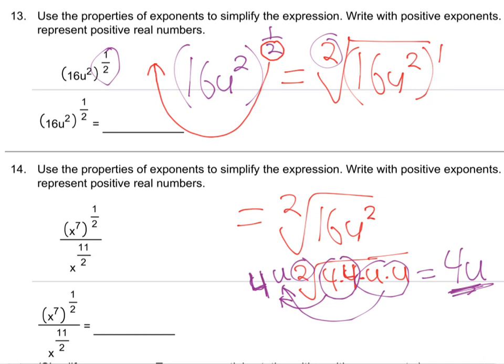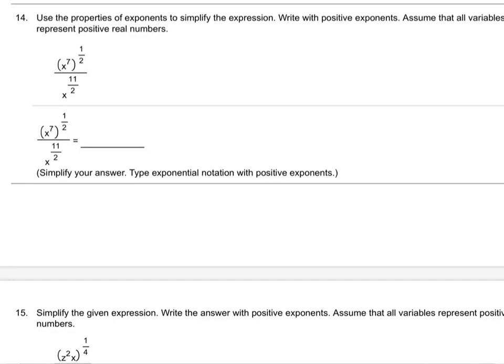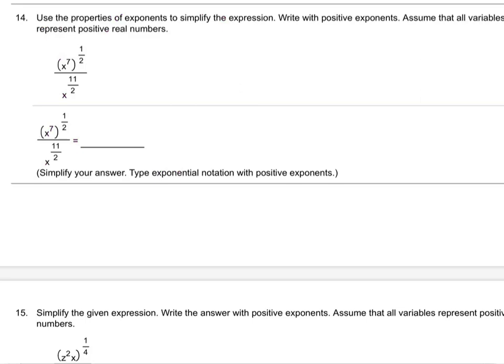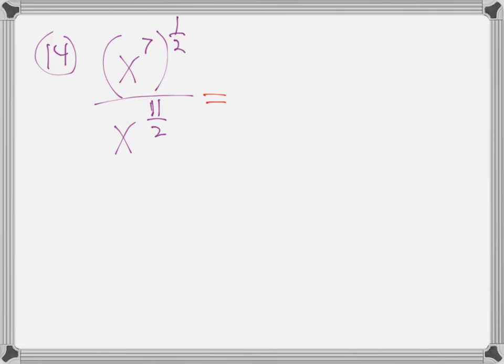Questions? It'll be a little harder. Number 14: x to the 7 to the half over x to the 11 halves. They want me to simplify this as much as possible. What do they want in the end? They say simplify with positive powers in the end. All right, we'll do it.